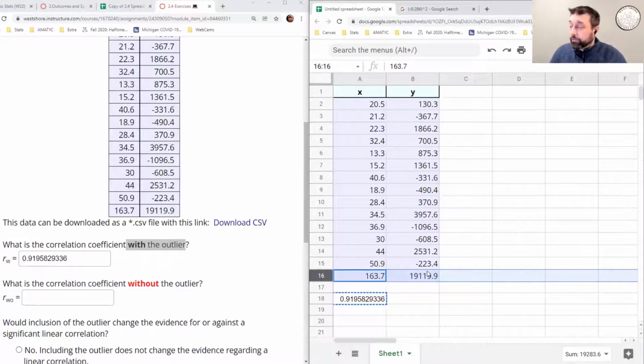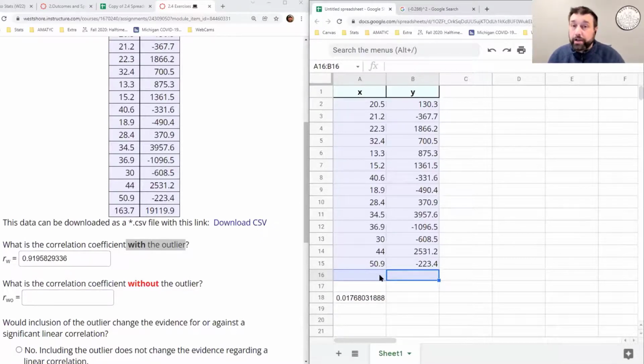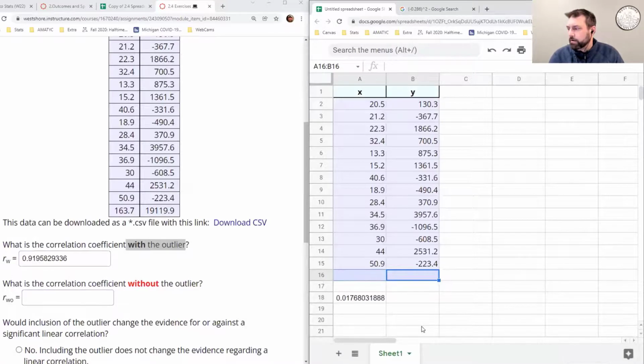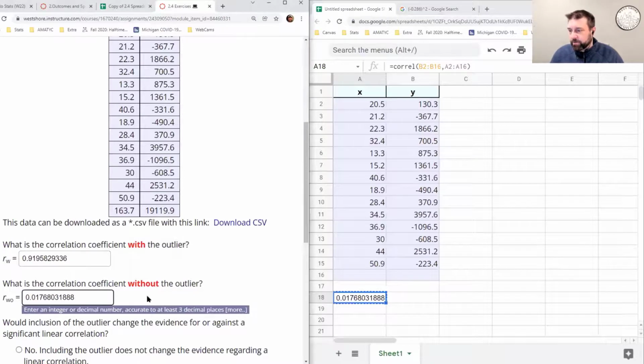So I'm going to highlight that outlier and push delete on my keyboard. Boop. And the outlier is gone and my value for R changed. Do you see that? There's the outlier, without outlier, with outlier. Changes quite significantly. We'll copy that. We'll paste it here. Okay.